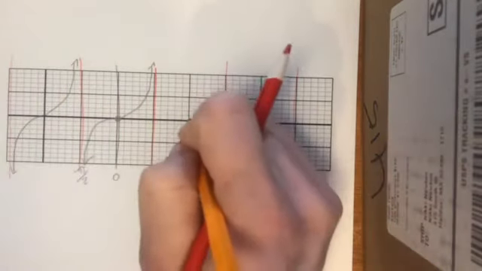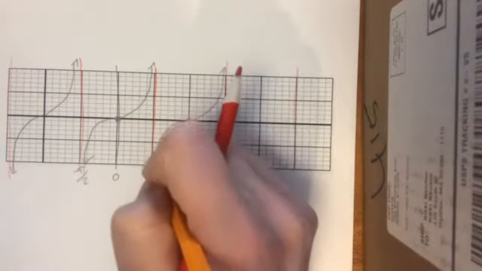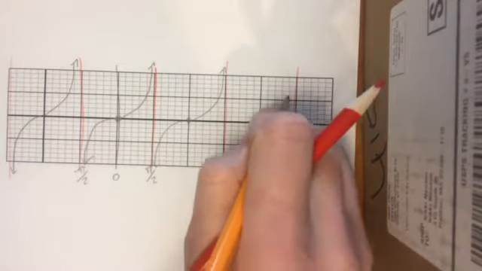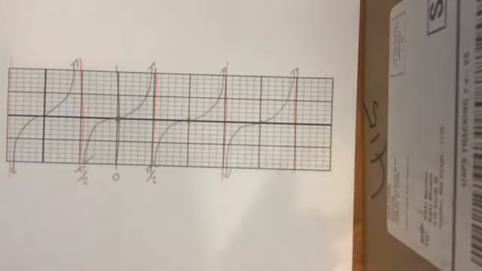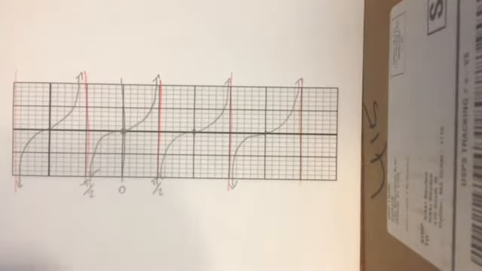And these asymptotes, they're vertical asymptotes. Functions never cross vertical asymptotes. So the function's undefined on all of these asymptotes. So that's the graph of the parent function tangent.